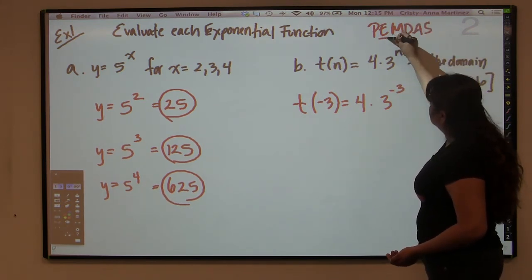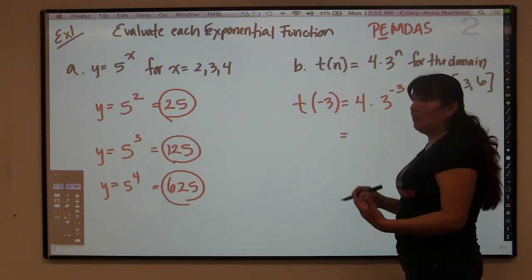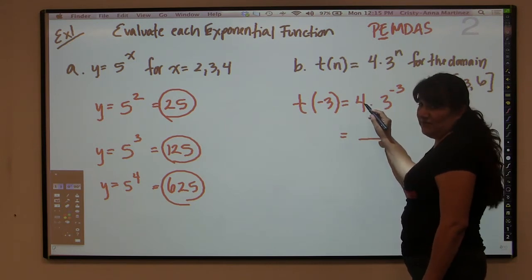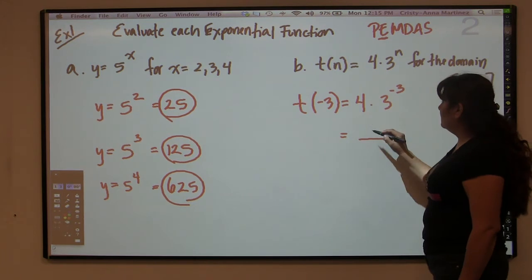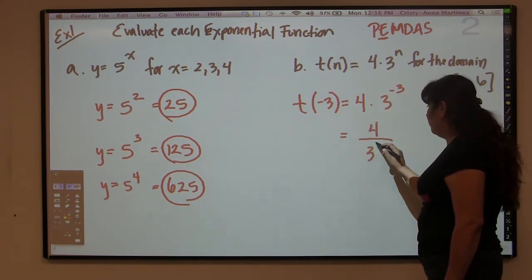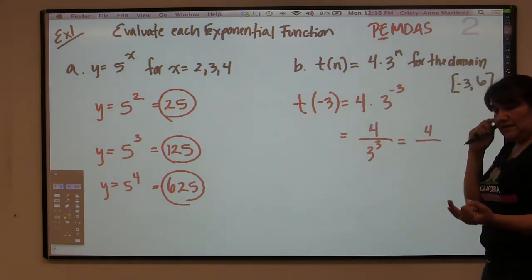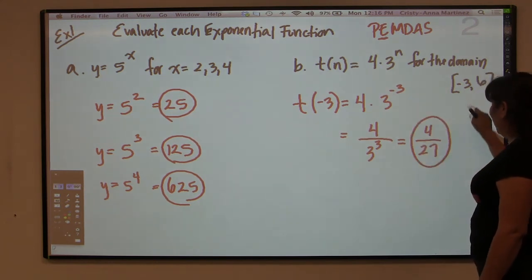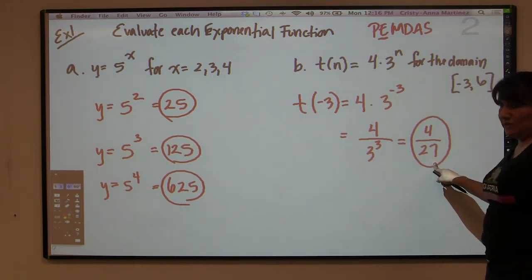Okay, exponents second. There's no parentheses here, so the first thing I would want to do is use my properties of exponents to put my fraction bar. The 4 does not have a negative exponent. The -3 is not attached to the 4, it's only attached to the 3. So the 4 will stay on top, and then the 3 to the -3 power will move to the bottom as a +3. And then I can simplify my answer by saying 3 times 3 is 9, and 9 times 3 is 27. So at the end of the day, I get 4 over 27. So again, when n is -3, the t of n value is 4 over 27.